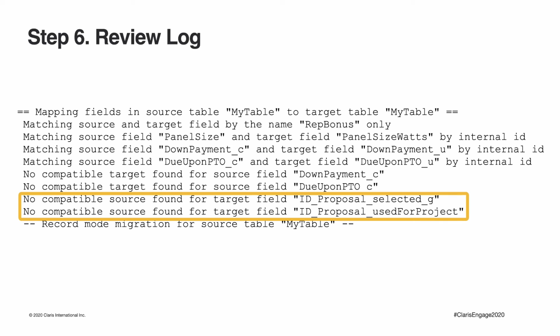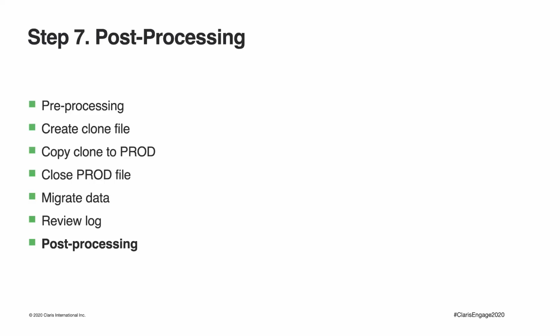After reviewing the log file, we're ready to do any post-processing that may be required. The most common task that you'll do here is to initialize record data for new fields. If you add a field during your development cycle, that field won't exist yet in production, and so there won't be any data migrated for that field. In some cases, that'll be just fine. The data will get populated in that field over time.